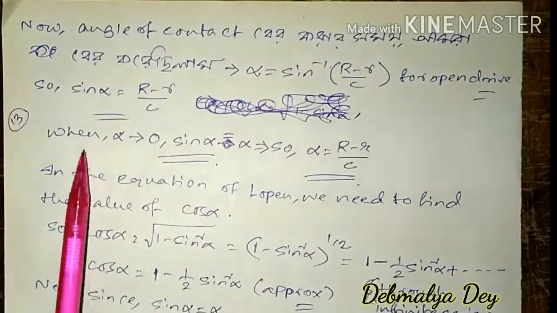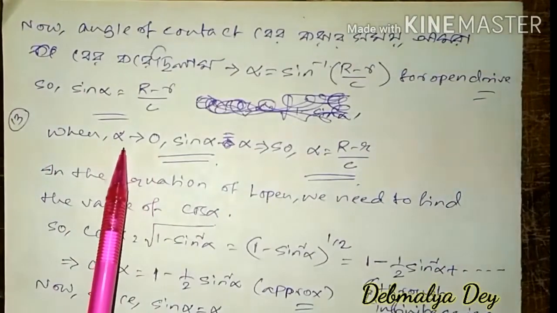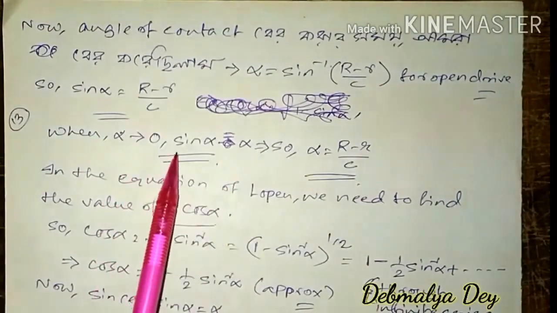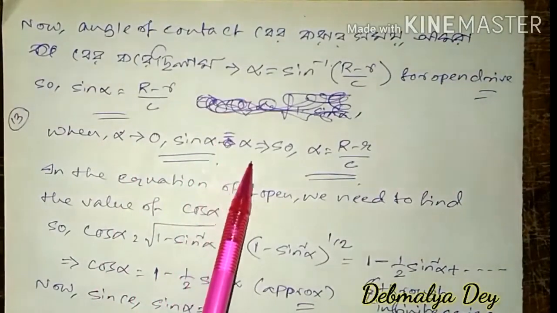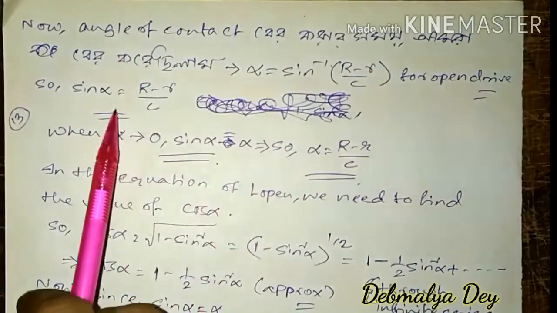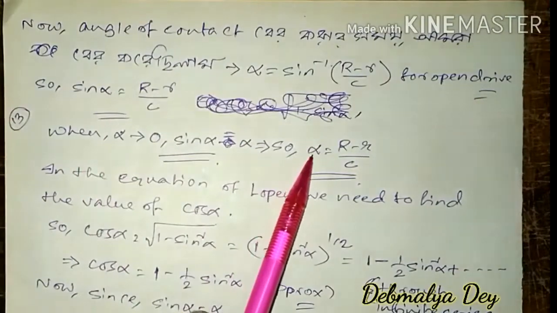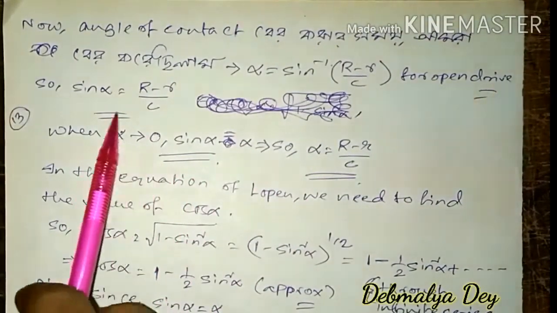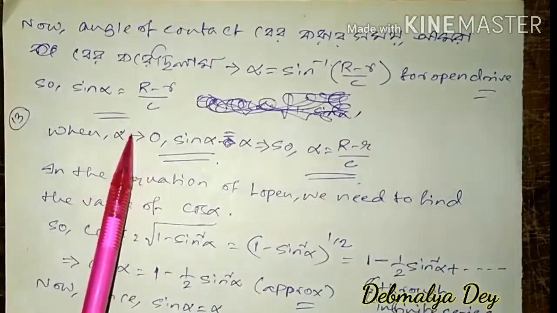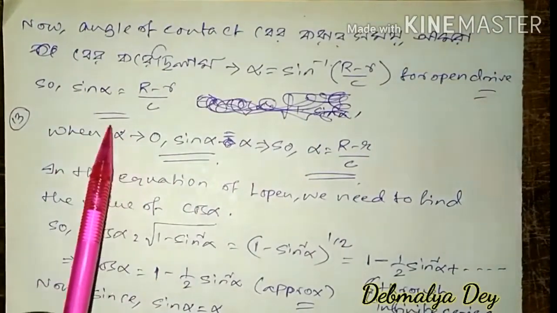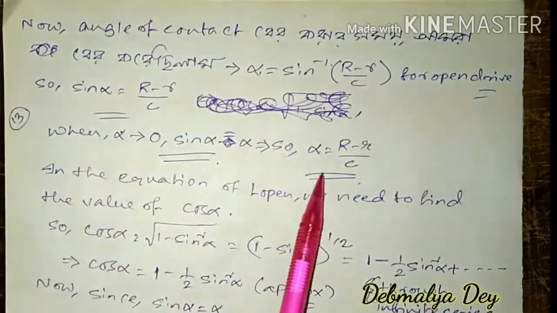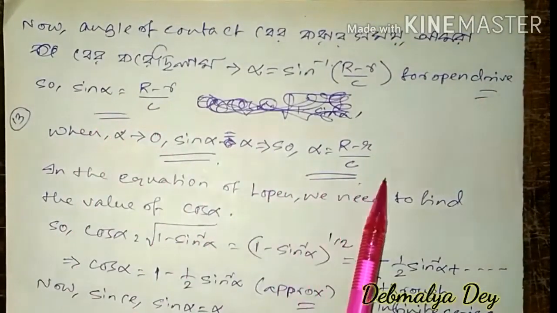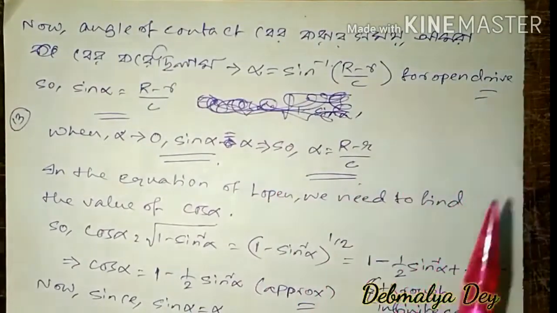Now see, in the case of sine alpha, when the value of alpha tends to 0, or when the value of alpha is very small, then sine alpha is nearly equal to alpha. So in case of sine alpha, we can write alpha, because the value of alpha is very small, tending towards 0. So we will write alpha, and the value of alpha becomes (R minus r) by C. I hope this is clear.